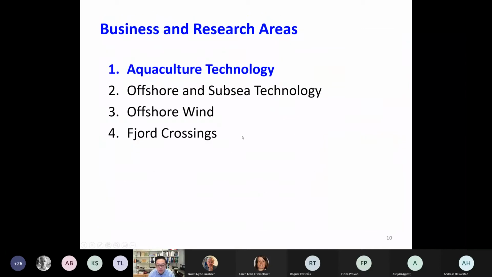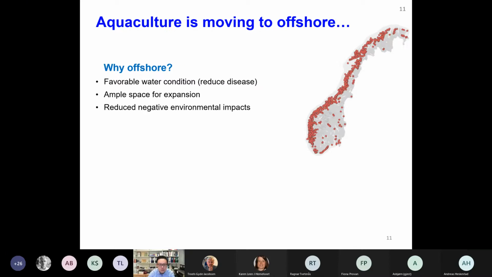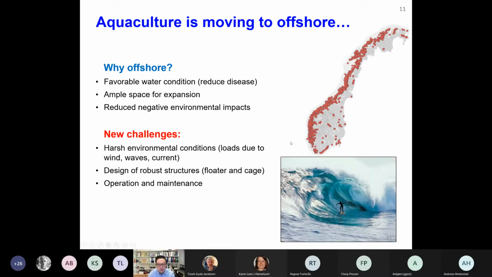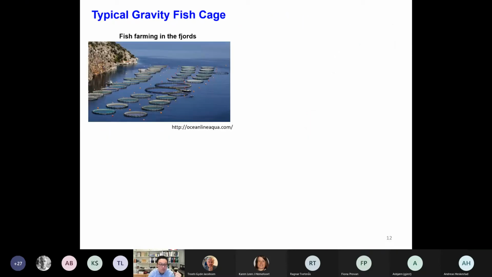So now coming to the areas. We have four areas based on this. But today I will focus on the aquaculture technology. Why offshore? You can see from this map, there are a lot of fish cages along the coast. So it's crowded. So in order to increase the production and reduce the impact on the environment, we need to go offshore. When you go offshore, the challenge is the wave, the wind, and current loads. And also we need to have a robust structure. Also, we need to think about the operation and maintenance, and also the fish welfare. So there are new challenges for aquaculture technology in the offshore environment.